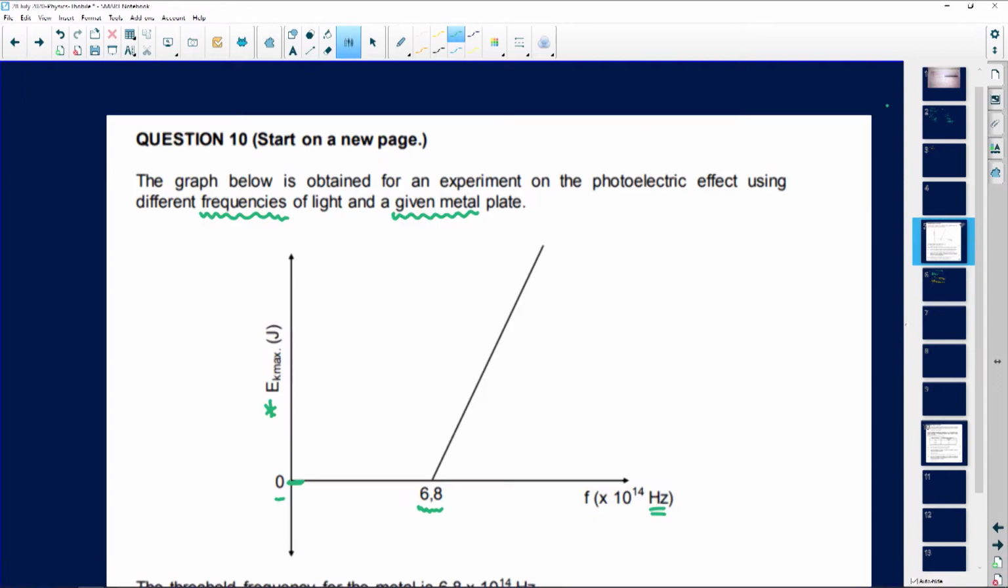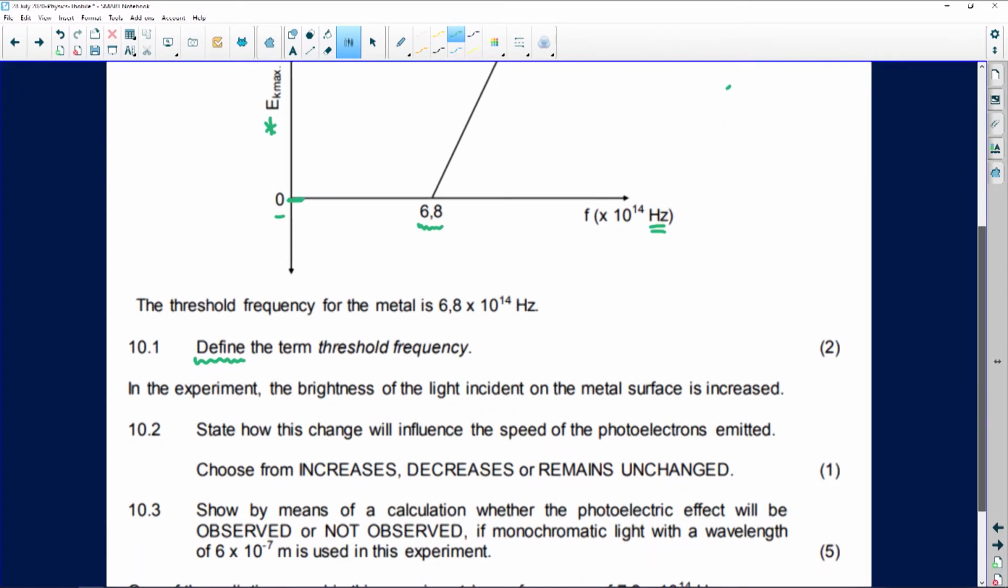So if the frequency doesn't really cut it, then the electron's going to be like, nah, I'm not moving, and it stays. But if the frequency is enough, then the electron is able to be emitted off the metal surface. So threshold frequency is the minimum amount of energy that is required to emit that electron. Now remember that metals will differ, so always keep that in mind. So that's 10.1. So let's see the other question that we need to answer.